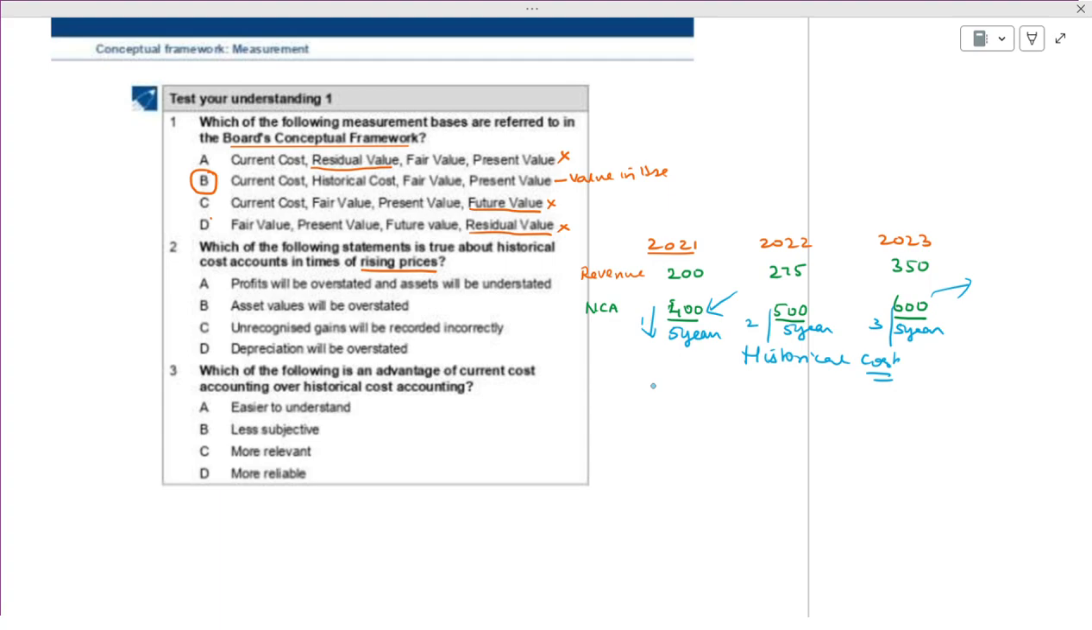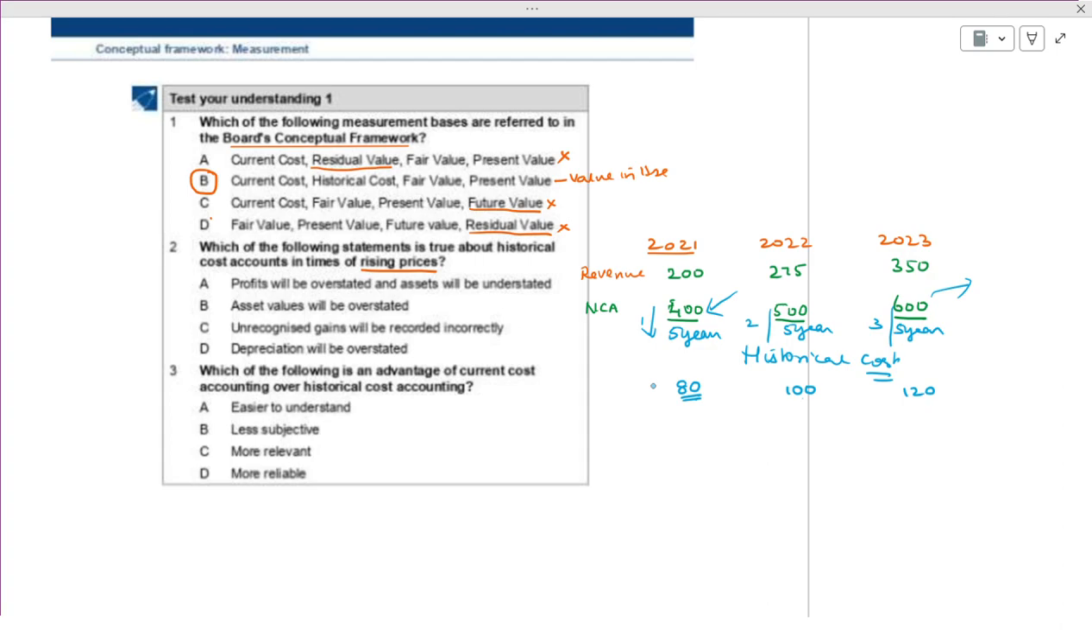Now you see the thing. Here you will calculate depreciation how much? Assume here you calculate depreciation how much? 400 divided by 5 years. How much will you calculate? 80. Here you calculate depreciation how much? 100. Here you calculate depreciation how much? 120. Understand, right? Here you are calculating depreciation 80. Here you are calculating depreciation 100. Here you are calculating depreciation how much? 120. Historical cost.